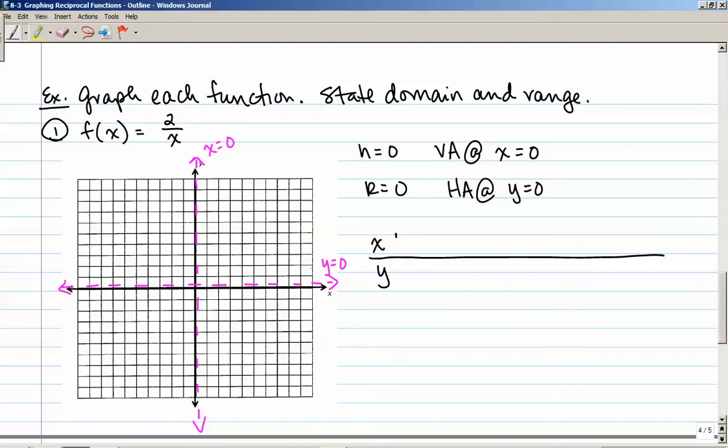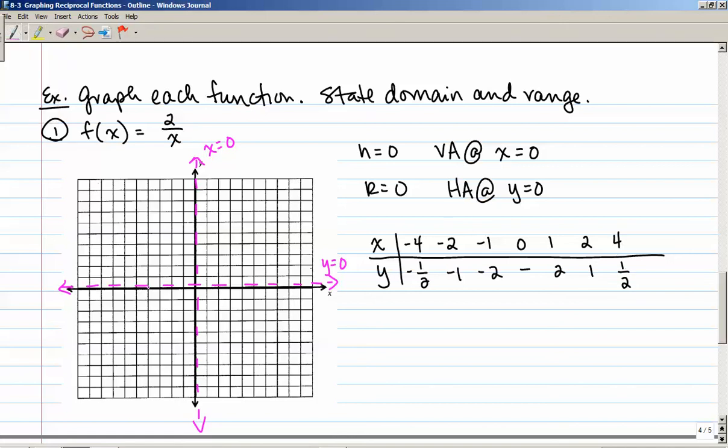I'll do it this way since I have a lot of values here. So negative 4 gave me a negative 1/2. Negative 2 gave me negative 1. Negative 1 gave me a negative 2. And I saw when I put a 0 in I didn't get anything, as I should. And then positive 1 gave me 2. Positive 2 gave me a 1. And 4 gave me 1/2. So let's graph those points.